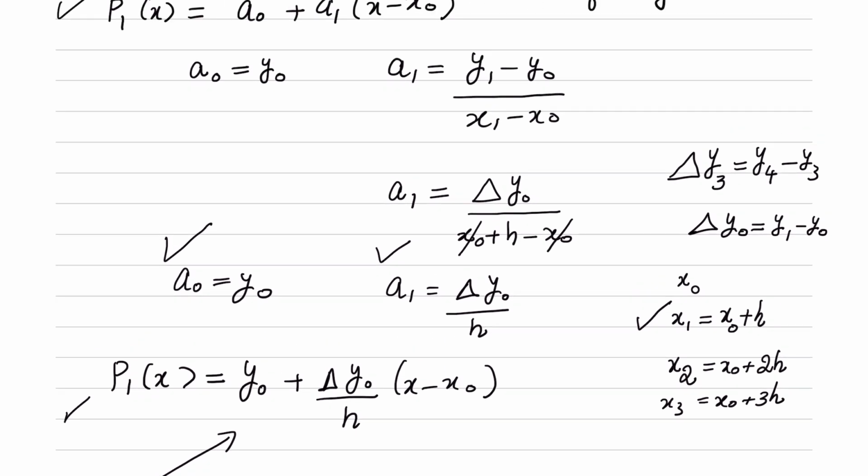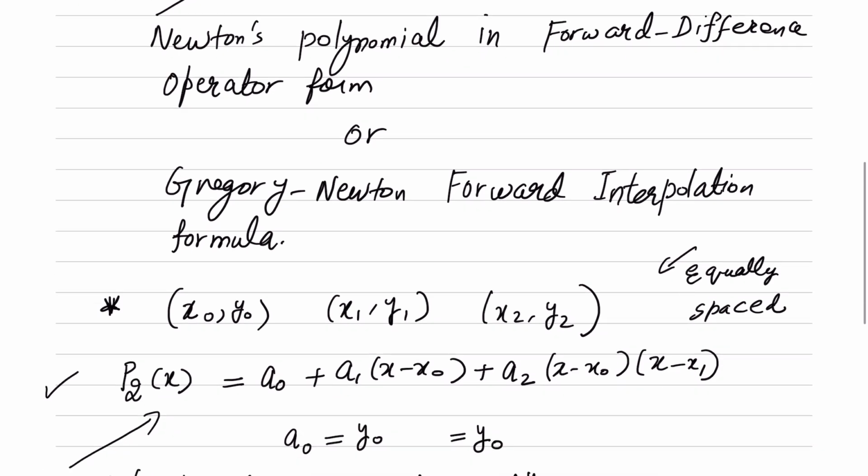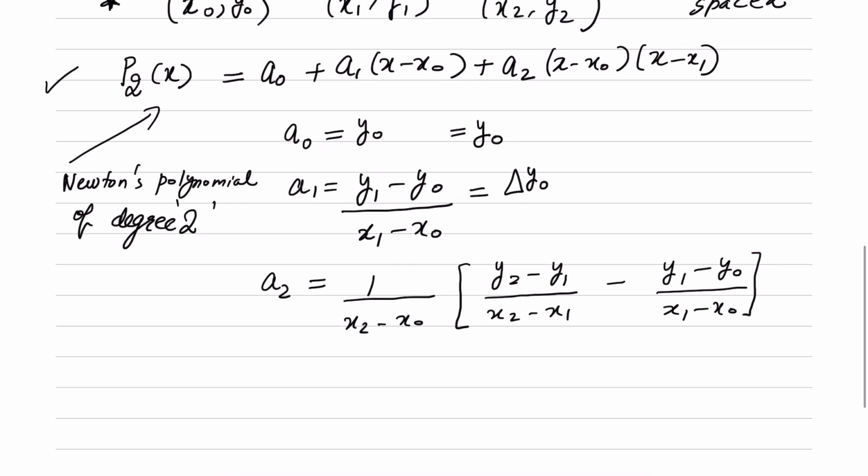a1 is del y0 over h. So it's the same. y1 minus y0 is del y0 over x1, which is x0 plus h since your data is equally spaced, minus x0. So x0 cancels with this x0 and you have del y0 over h. So we have a0 as y0, a1 as del y0 over h.